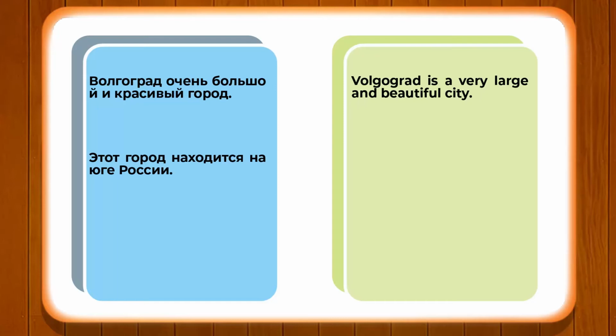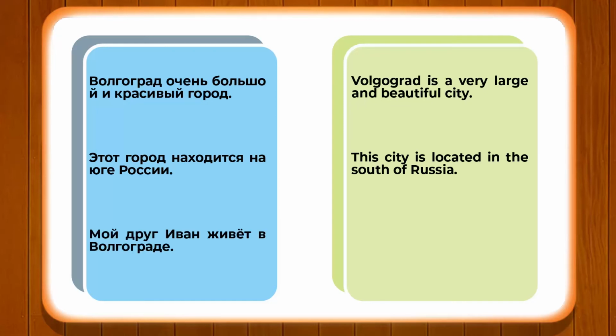Этот город находится на юге России. Этот город, какой город? Волгоград. Где находится Волгоград? Волгоград находится на юге России. Yug means south. Na yuge, in the south of Russia. So, Volgograd is situated in the south of Russia.